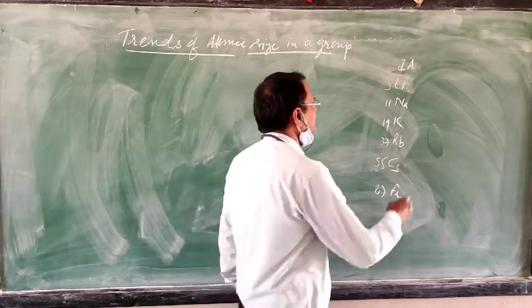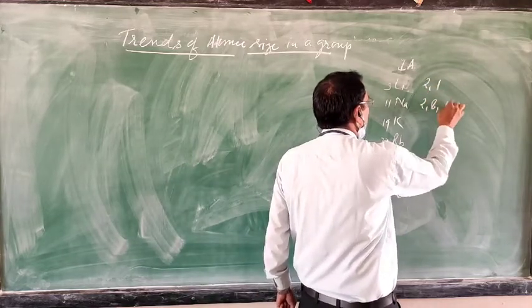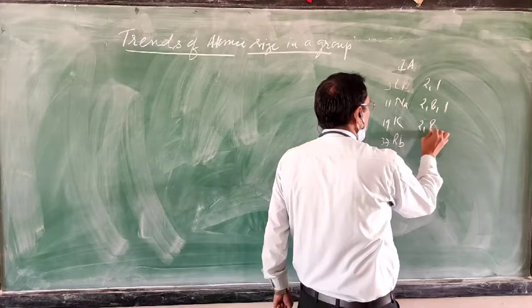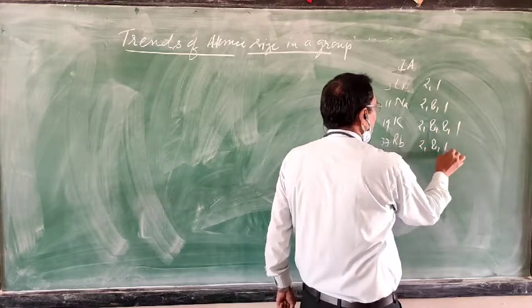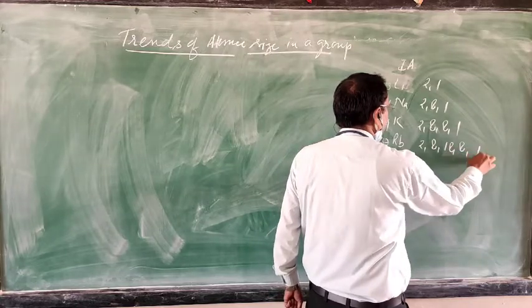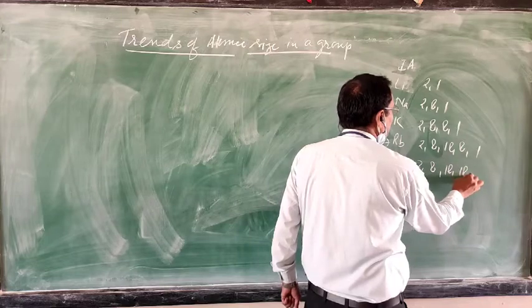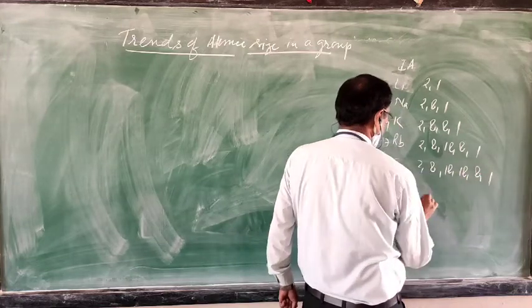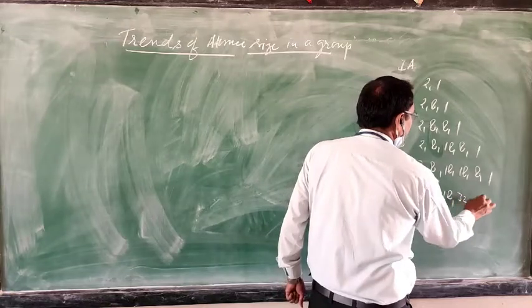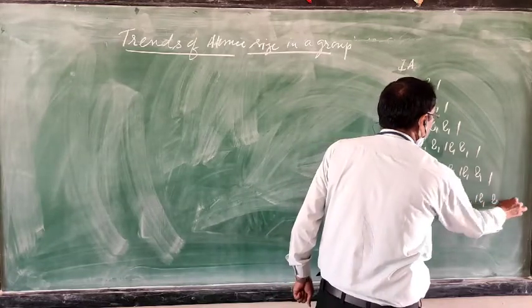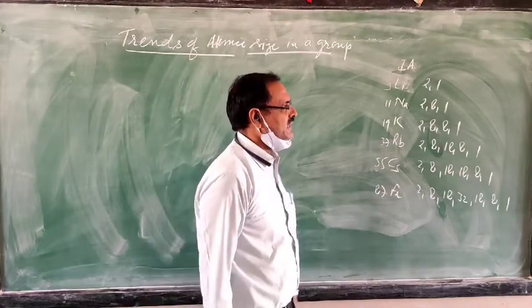And the configurations are 2,1; 2,8,1; 2,8,8,1; 2,8,18,8,1; 2,8,18,18,8,1; and 2,8,18,32,18,8,1. So just see the number of electron shells.